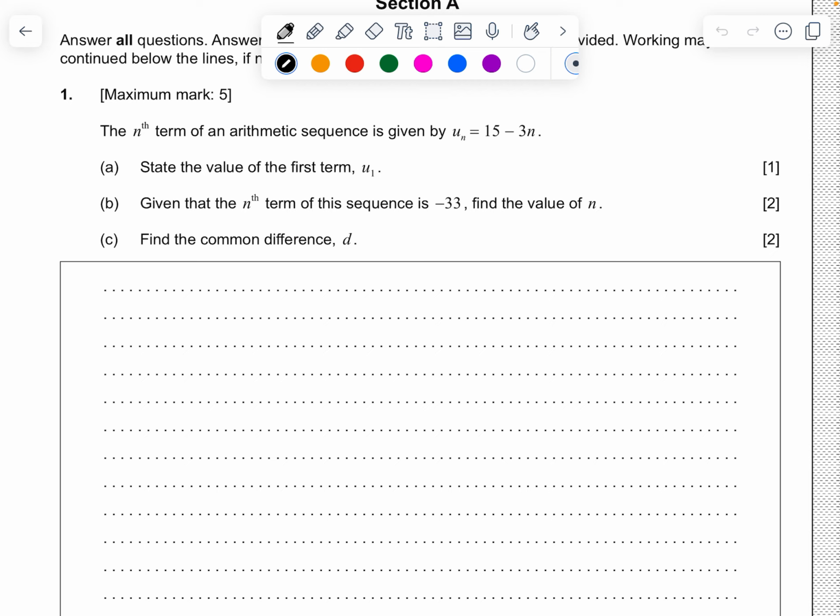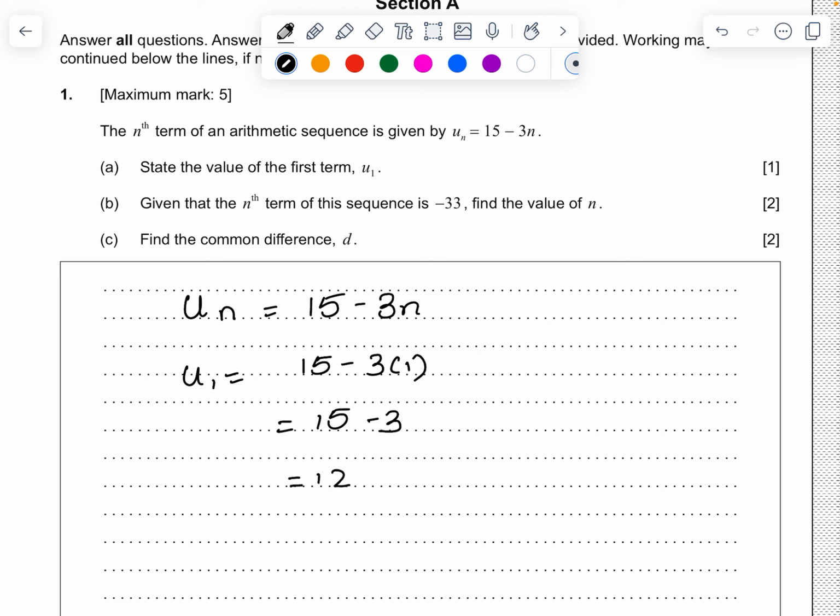Question number 1. The nth term of an arithmetic sequence is un equals 15 minus 3n. State the value of the first term. The formula for the nth term has been given as 15 minus 3n. So first term means substitute n equals 1. 15 minus 3 times 1, which is 15 minus 3, which is going to be 12.